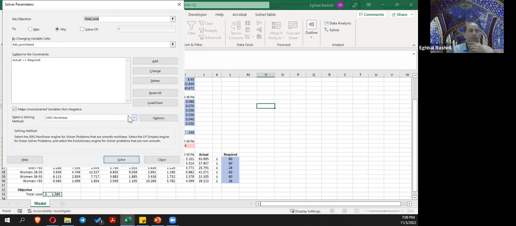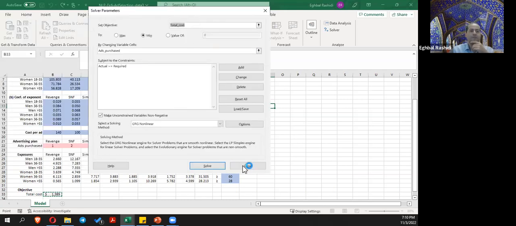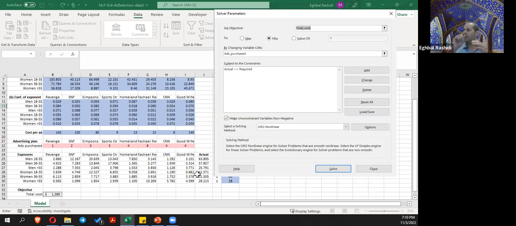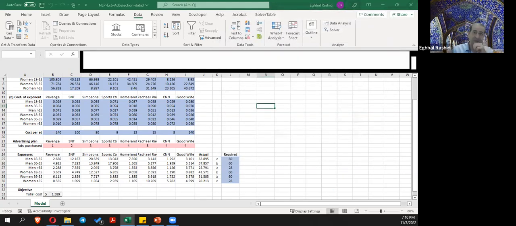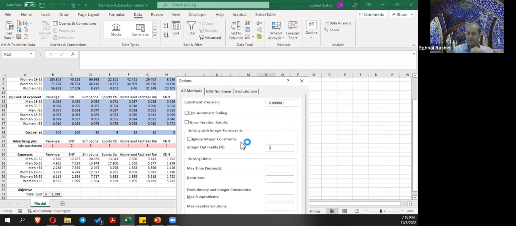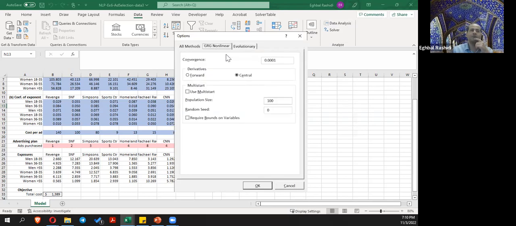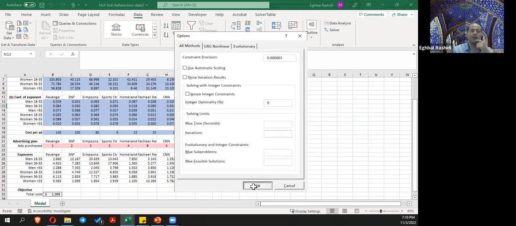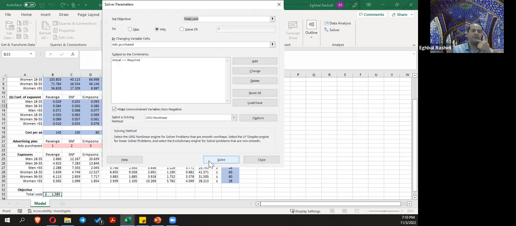And we are using a GRG Nonlinear model here because our exposure was nonlinear. Right? The actual exposure uses a multiplied by 1 minus e to the power of negative b multiplied by x. So because the exposure function is nonlinear, our problem becomes nonlinear, and we have to solve it using nonlinear programming. So we cannot use, for example, simplex LP. So I'm going to use the GRG Nonlinear. I'm also going to pick the options here, and make the integer optimality percent equal to zero. That means that I'm going to get the optimal solution. I don't need the multistart, so I'm going to click OK here. And let's solve it.